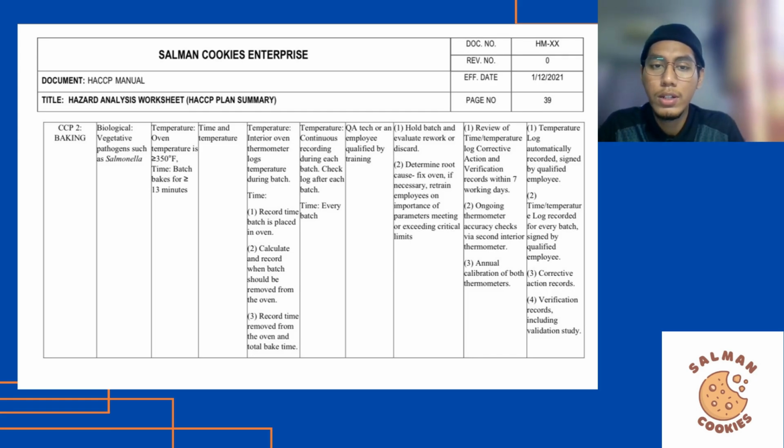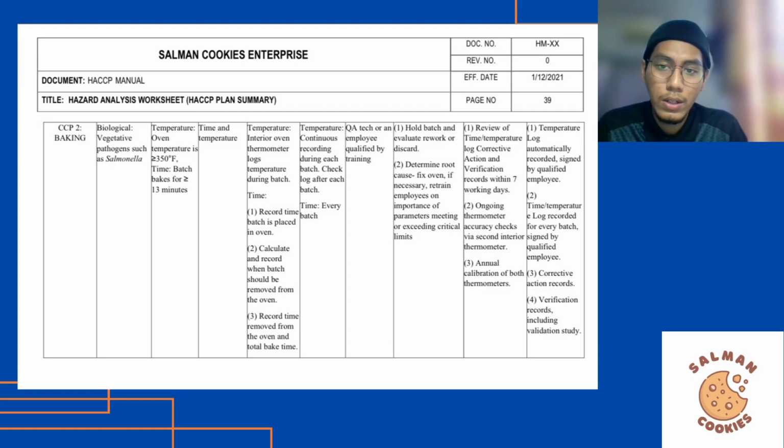So the temperature of the oven should be checked using a thermometer for each batch during the baking process. And also the time of the baking session, which is before, during, and after the baking session, must be recorded continuously, and must be done for every batch of the baking product. And this must be done by the quality assurance technician or any employee that has undergone training about the baking session itself.